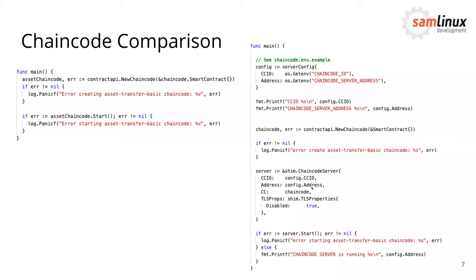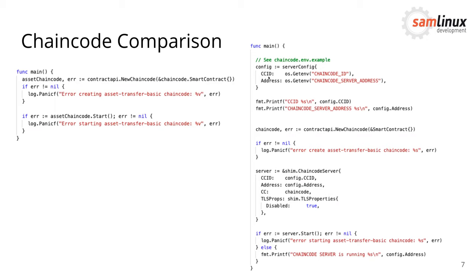And then the address. This address also came from the package process. We will see it a little bit later. And then the name of the chain code itself. And then this is the part where, when you would like to use TLS, you have to set the TLS properties here according to your network.